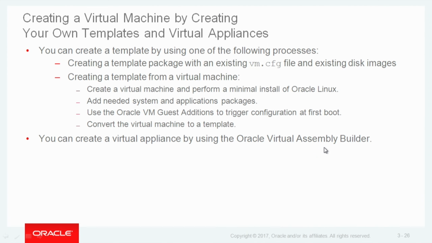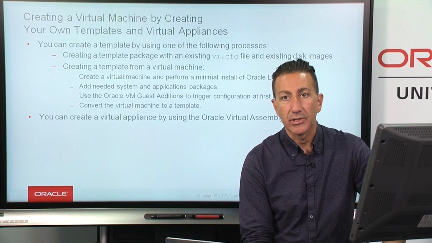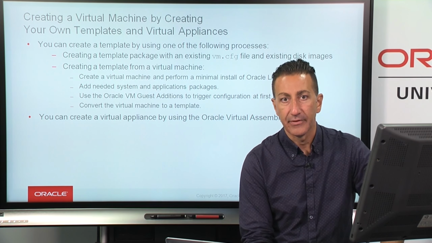Well, another way is to create a virtual machine by creating your own templates and virtual appliances. So you can create a template using one of the following processes. For example, you create a package with the vm.csv file. You could take this file from existing virtual machines. You could create and download it, for example, on your laptop and edit it manually. And also any existing disk images that you have.